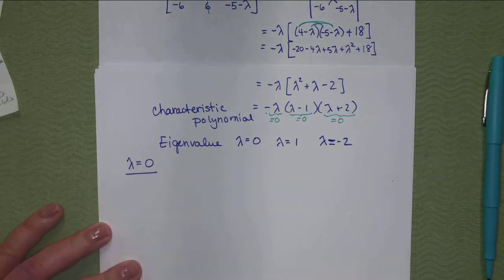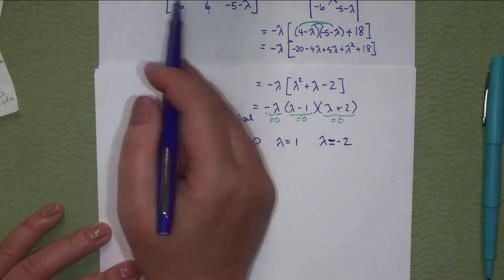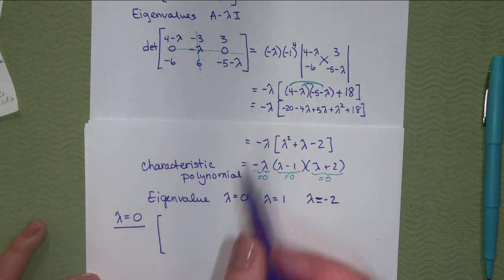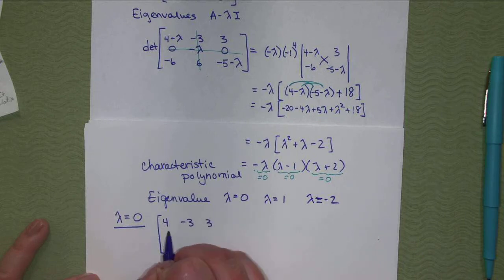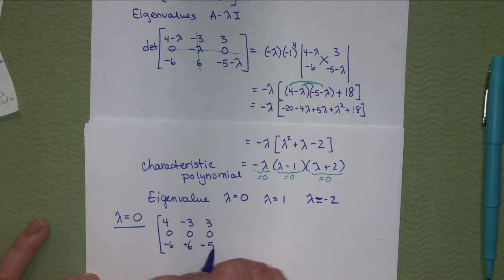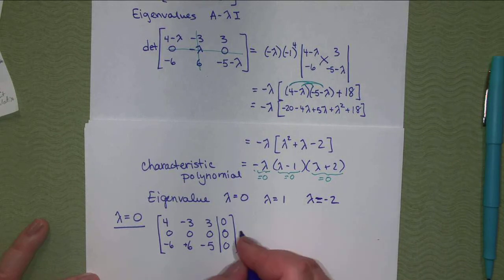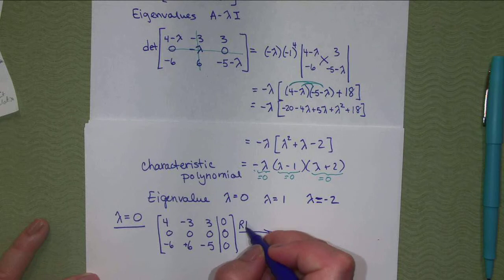Okay, so if we did lambda equals 0, we plug that into A minus lambda I, which we can still see right here. So I'm going to plug 0 in here. We'll actually go back to where we started with our A. Plus 6 minus 5. Augment that with zeros, and then we row reduce. So if we switch this around and row reduce, we are going to end up with this. So you can do all your row operations.